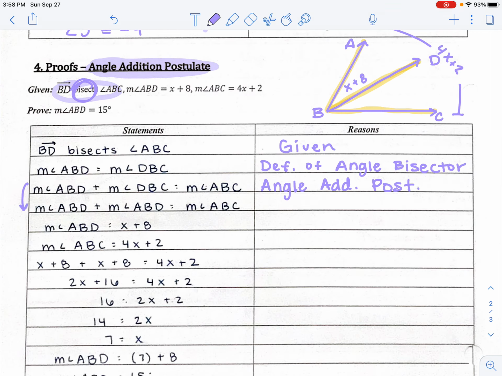Okay. What is changing between these two steps? Does anything look different? Hopefully you're saying, well, this looks different. We replaced the measurement of angle DBC with the measurement of angle ABD. And the reason we did that is because they're equal to each other, because this angle bisector, so this would be substitution, because I replaced it.